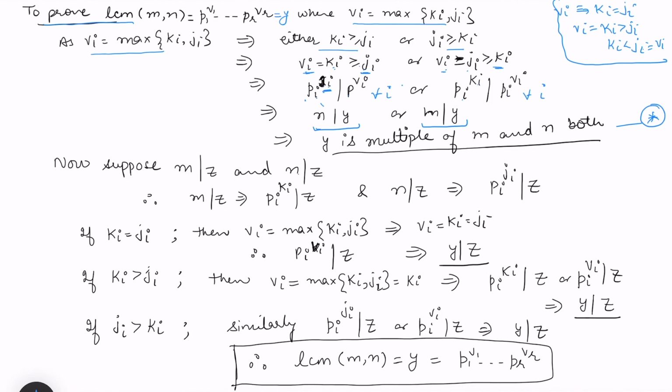So m divides z and n divides z. If m divides z, that means every pi raised to power ki divides z. And for n, we have considered pi to the power ji divides z. Now if ki is equal to ji, then this is the same expression as we have discussed, and this expression implies y divides z. If ki is strictly greater than ji, then we get again y divides z. If ji is strictly greater than ki, we get y divides z. So the LCM definition is followed. One, it is a multiple of all this, and if there is any other multiple, then it also follows the definition. So LCM of m and n is equal to y, and the result holds.